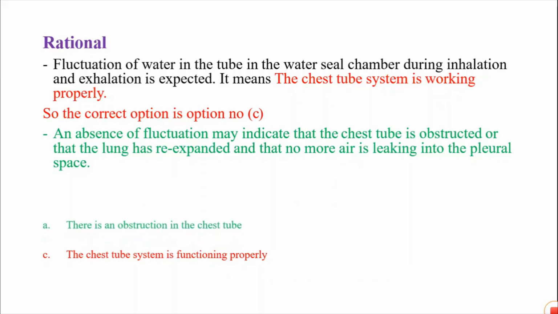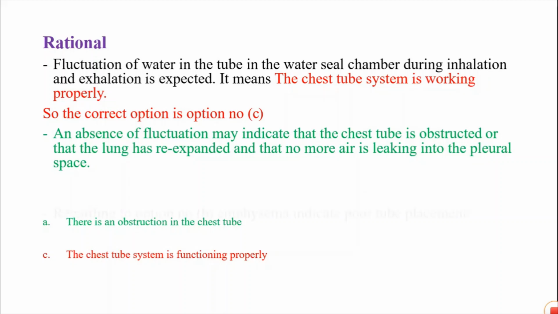Regarding option number A, there is an obstruction in the chest tube. An absence of fluctuation may indicate that the chest tube is obstructed. If we don't find up and down movement of the water, we expect there is an obstruction, or that the lung has re-expanded and no more air is leaking into the pleural space. The lung has fully expanded and therefore the chest tube's function has ended, so there will be no fluctuation. After that, it should be removed.